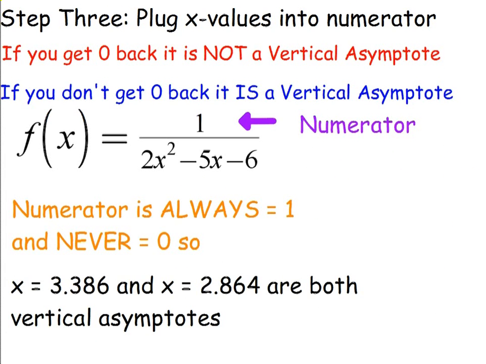But again, like I heard you guys say, you can't plug those x values back into the numerator. There's no x value. Since you can't plug them back in and it's always 1, the numerator will always be 1 and never be 0, so these 2 end up being vertical asymptotes. And again, that's always going to happen when the numerator is a constant number.